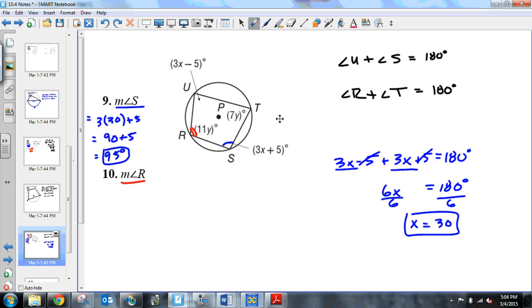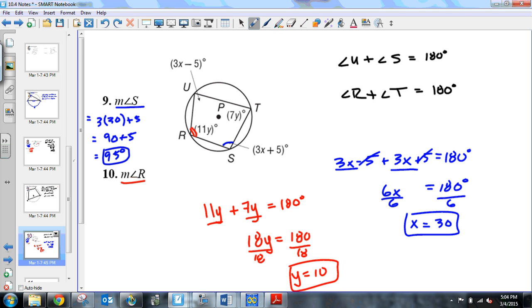Now, angle R, same thing. I can take 11Y, add it to 7Y, this angle plus this angle, and I'm going to get 180 degrees. Now I can combine these as like terms, and I get 18Y is equal to 180, and I can divide by 18 and 18, and I end up getting that Y is equal to 10. So now I plug that in over here for R, and I just get 11 times 10, which gives me 110 degrees, and that's my answer.